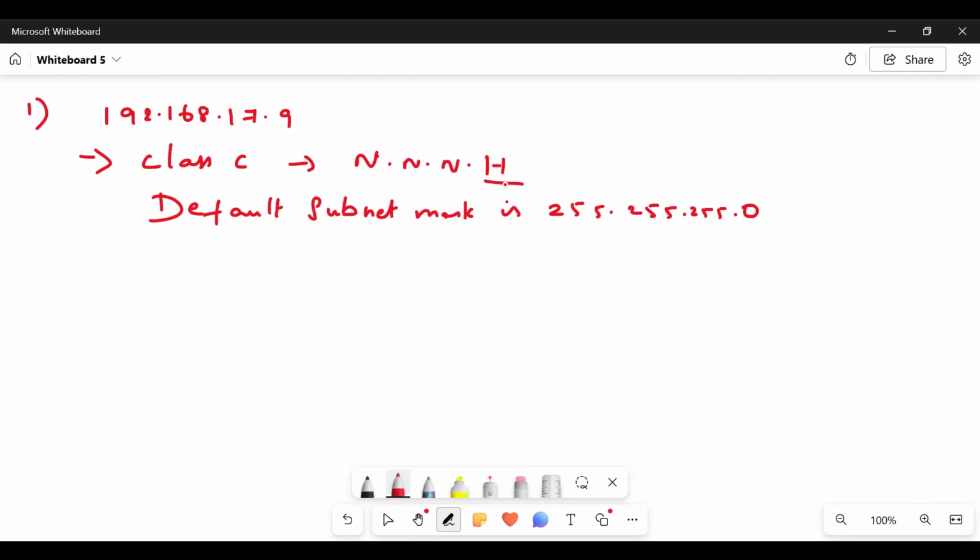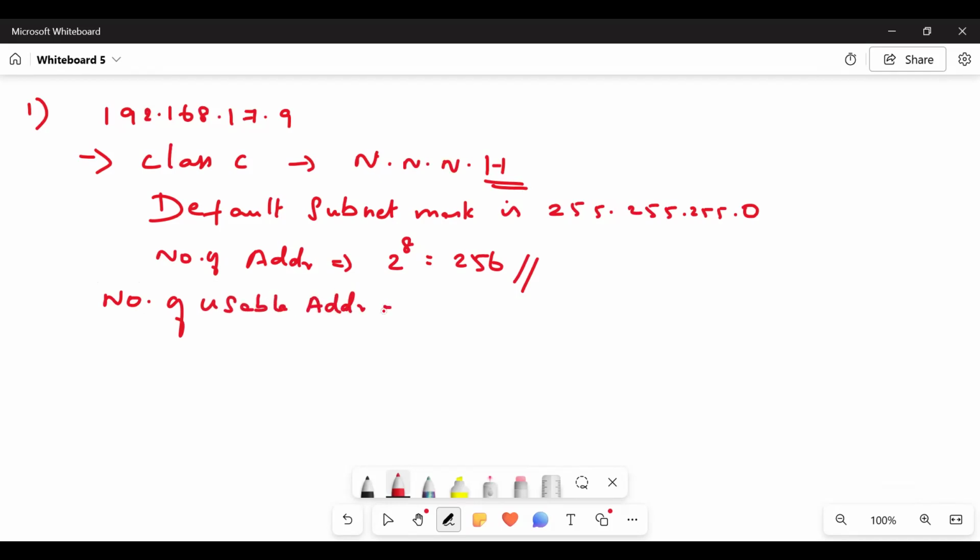Now for the number of addresses: here we have only one host ID. So how do we find the total number of addresses? The total number of addresses is 2 power 8, that is 256. Now we are going to find the number of usable addresses, that is, the total number of addresses, 256, minus 2.